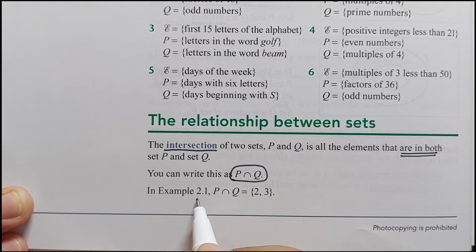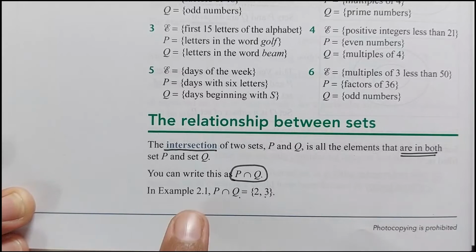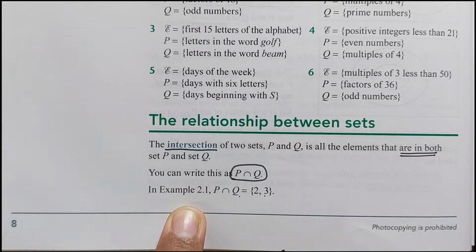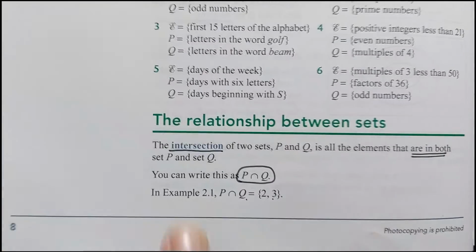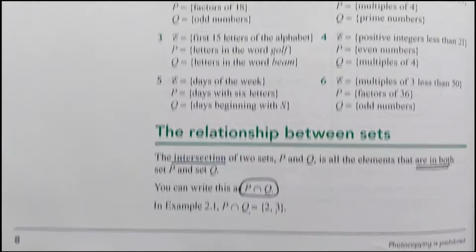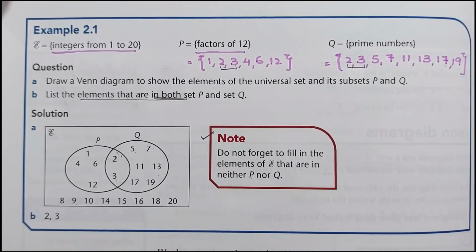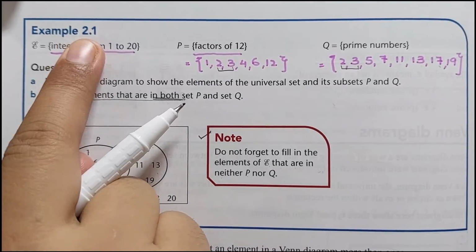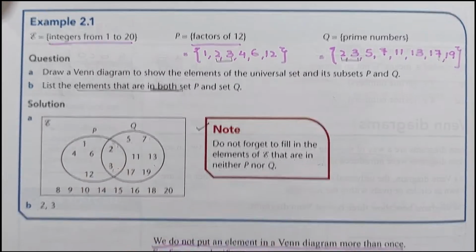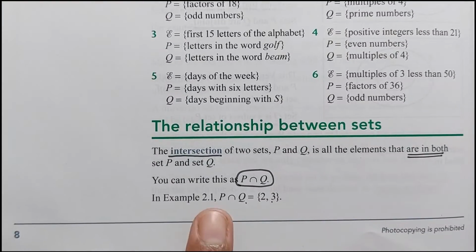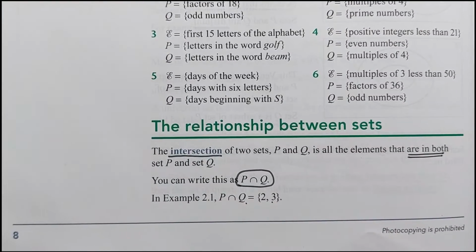In example 2.1, P intersection Q is 2 and 3. We did example 2.1 in the previous video, so if you haven't watched it, go check out that video. Let me show you example 2.1. Here it is. The intersection of set P and set Q is 2 and 3. This is how they tell us that P intersection Q is 2 and 3.